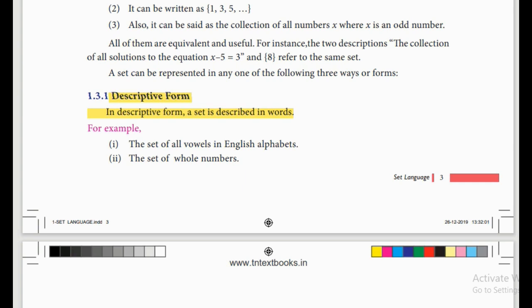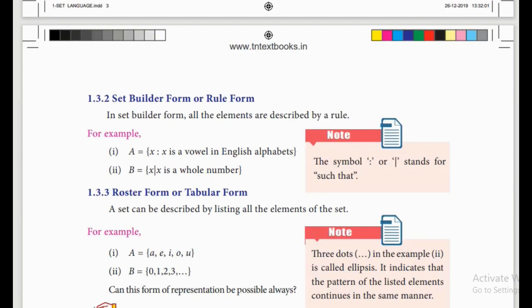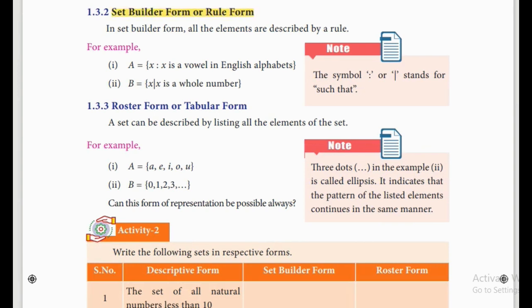Then the set of all whole numbers. It is in words. Descriptive form means using words, don't forget it. Next one is builder form or rule form. This is the proper method of writing a set. It is the rule to write that. So next one is set builder form, otherwise rule form.